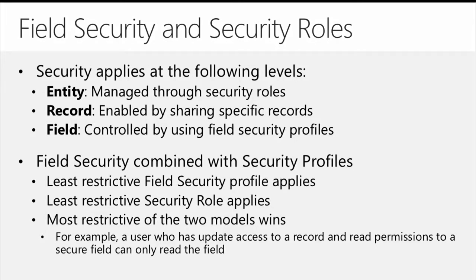And then what happens is it takes those two situations, and whichever is the most restrictive of those two models wins. So for example, a user who has update access to a record and read permissions to a secured field can only read that field. Even though I can go in and update every other field on that record, because my field security profile gives me only read permissions to that specific field, I can only see the information in that field. I can't modify it like the other fields that I could for that particular entity.